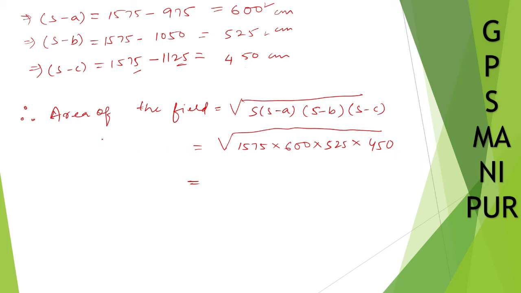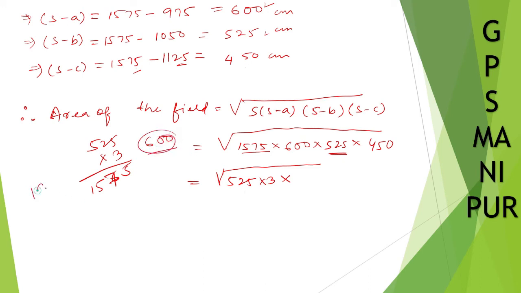Now, 1575, 600, 525, 450. How shall we do this one? We can understand that 1575 is 525 into 3, since 5 threes are 15, 3 twos are 6, and 3 fives are 15. So we write 1575 as 525 into 3. Next, 600 we can write as 150 into 4, since 4 fives are 20, and 4 ones are 4, plus the carry is 6, giving 600.